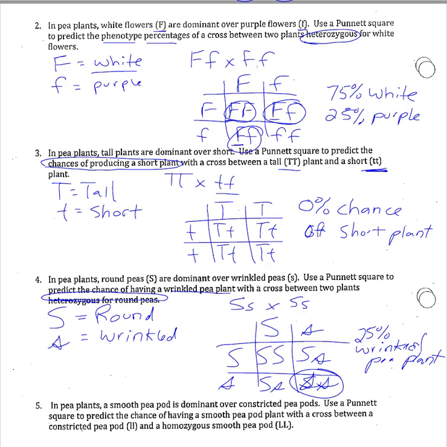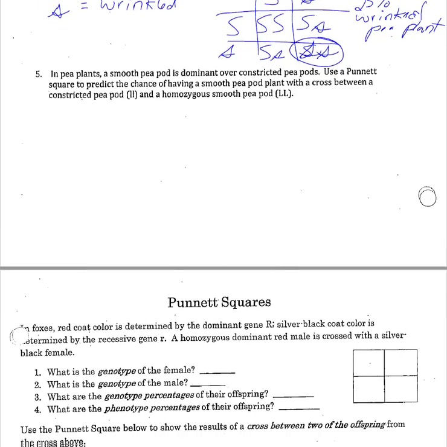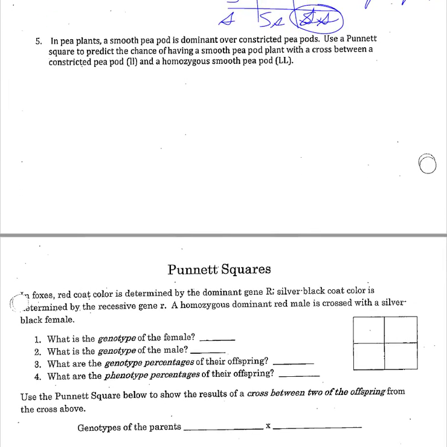All right, we got one more problem to solve using some of Mendel's work with pea plants. So again, here we go. In pea plants, a smooth pea pod is dominant over a constricted pea pod. So we define our trait. It's given to us with the letter L. So we're going to use big L for a smooth pea pod, and our lowercase l is going to be for a constricted pea pod.